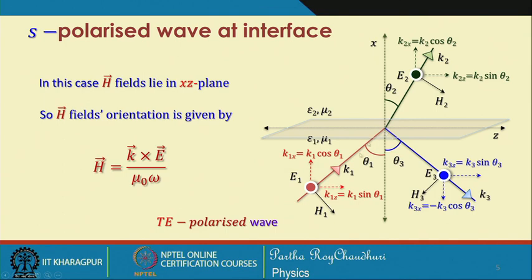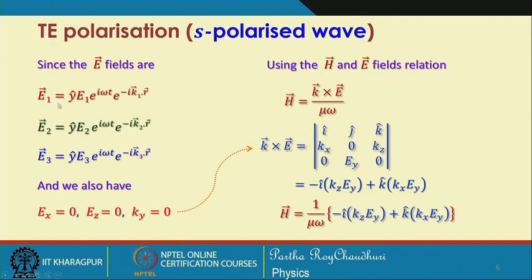Since E fields are now only directed along the y direction according to our configuration, the direction perpendicular to the plane of this board is the y direction. Therefore, electric fields are all in the y direction. So the incident electric field can be written in this form, with the amplitude u1 e to the power i omega t e to the power minus i k1 dot r. Similarly, for the transmitted electric field we can write this equation, only the difference is now k2 dot r, and for the reflected part of the wave we can write the electric field in this form.